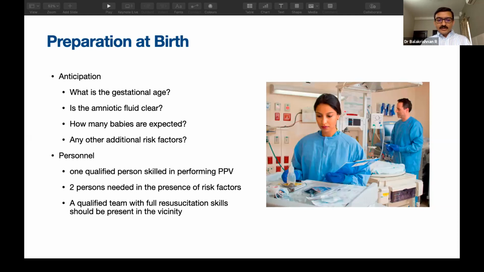So one qualified person who is skilled in performing positive pressure ventilation should be present for all deliveries. And in the presence of any risk factors, 2 persons who are qualified in performing neonatal resuscitation should be present during the neonatal resuscitation. And a qualified team with full resuscitation skills, like getting umbilical vascular access, chest compression, and intubation, should be present in the vicinity to help you.